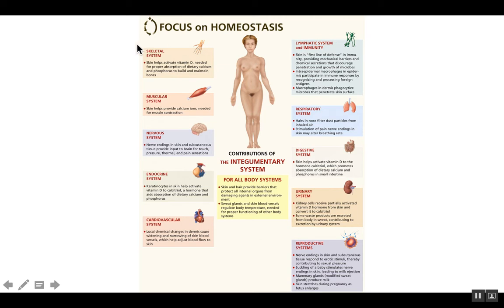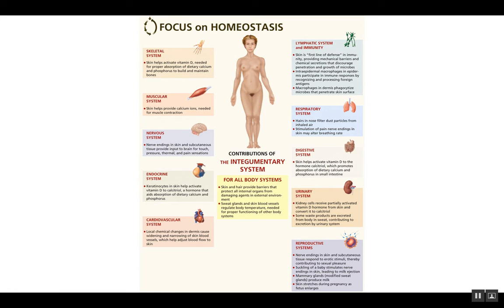For example, the production of vitamin D is necessary for absorption of calcium. And calcium is important for your bones. So in order to get enough calcium into the body, we need to have enough vitamin D production. The skin is also helpful for the muscular system, for the nervous system, again, to act as a sensory medium.